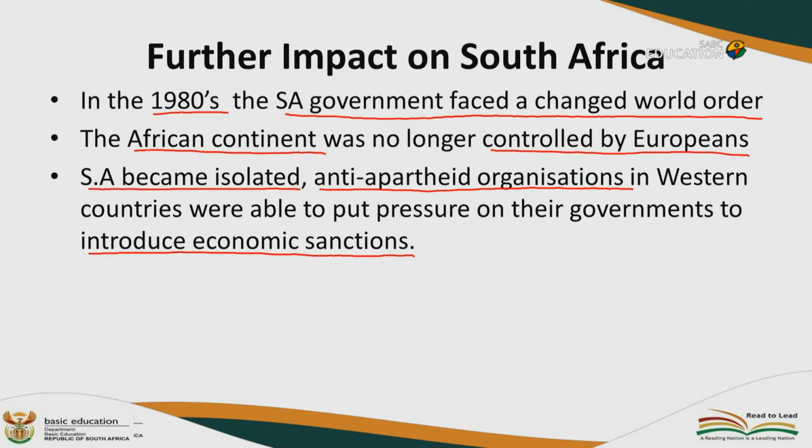There is no fight against communism anymore. The African continent was no longer controlled by Europeans, meaning all African countries had their independence. Then South Africa became isolated. Anti-apartheid organizations in Western countries were able to put pressure on the governments to introduce economic sanctions.